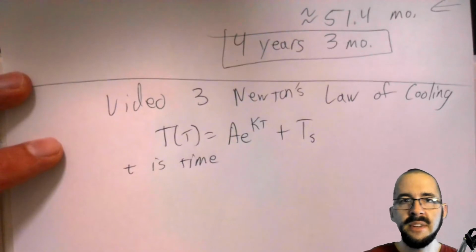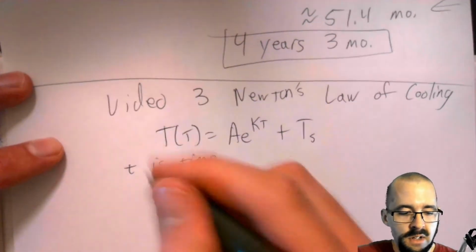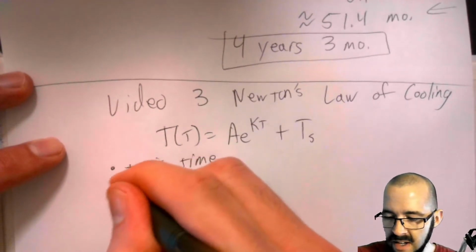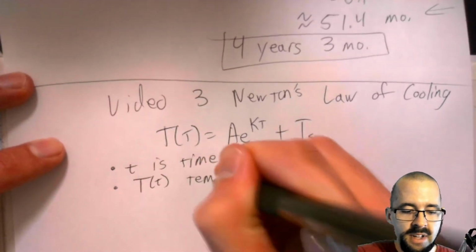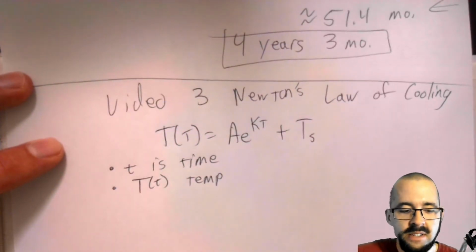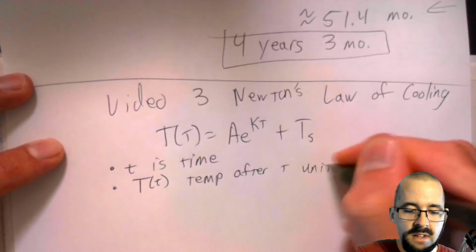Maybe it's hours, maybe it's minutes, maybe it's days. It really just depends on the application. So t will be some kind of unit of time. Capital T, this is the temperature. And again, it could be in Fahrenheit or Celsius, after t units of time.